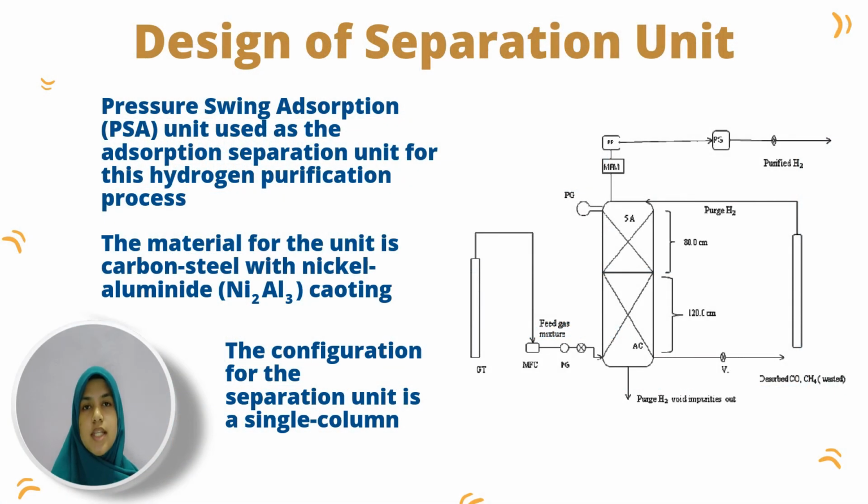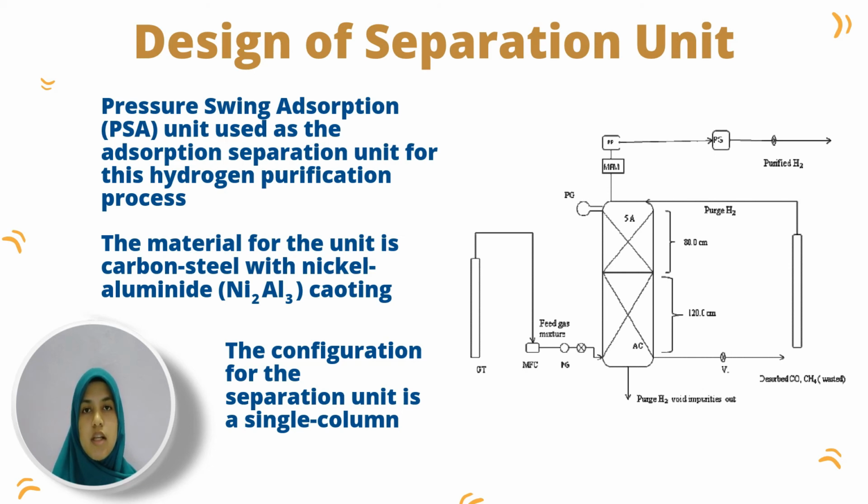For the separation unit design, the type of unit used is pressure swing adsorption, or PSA, as its adsorption separation process operates at a short cycle time while achieving higher productivity. The material used to construct this column is carbon steel and nickel aluminide, or Ni2Al3. This carbon steel is coated with Ni2Al3, which has good oxidation resistance at elevated temperature and also good corrosion resistance to counter the issue.